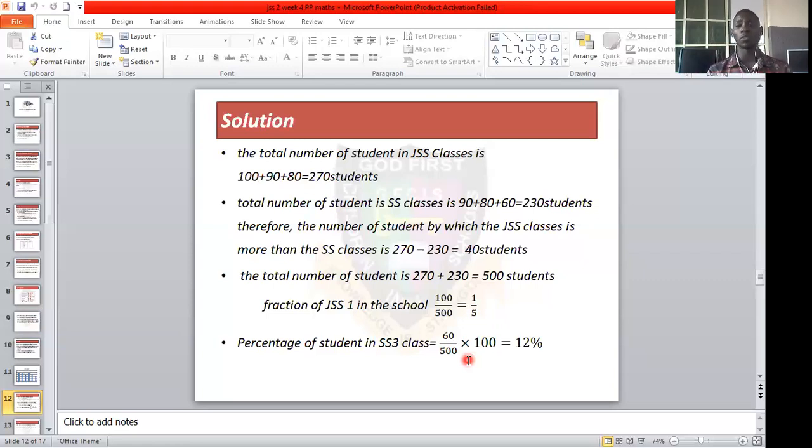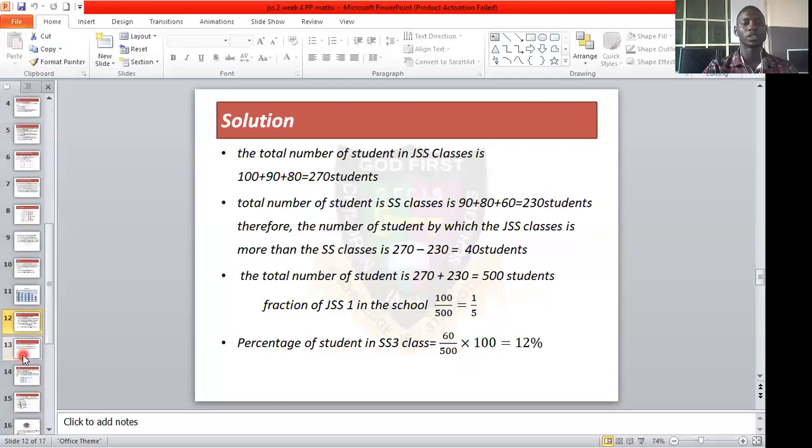If you want to try more questions, you can look at the percentage of the students in JSS1, which will give you about 20%. You can look at the percentage of students in JSS2 and JSS3, and accumulate everything to give you 100%.